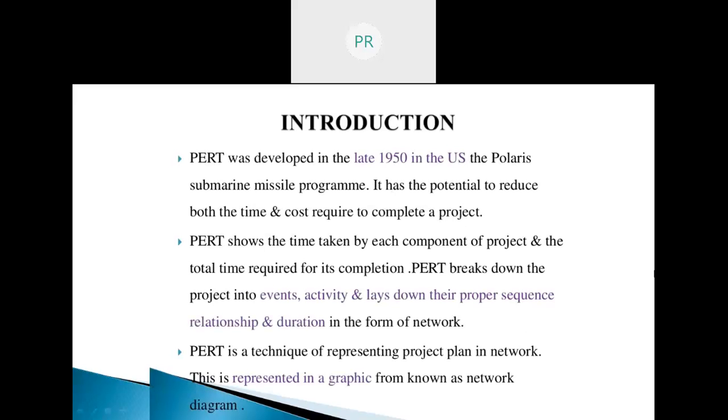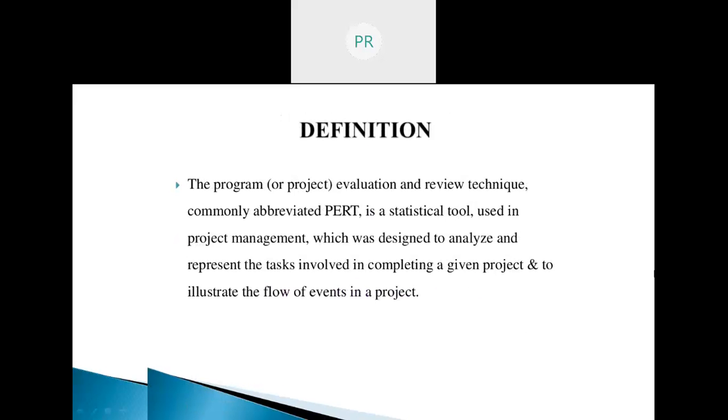PERT breaks down the project into events and activities, and lays down the proper sequence, relationship, and duration in the form of a network. PERT is a technique of representing a project plan in a network that is represented in a graphic form known as a network diagram. We'll talk about the network diagram in detail further. Coming to the definition of PERT, the program evaluation and review technique, commonly abbreviated as PERT, is a statistical tool used in project management which was designed to analyze and represent the tasks involved in completing a given project and to illustrate the flow of events in a project.